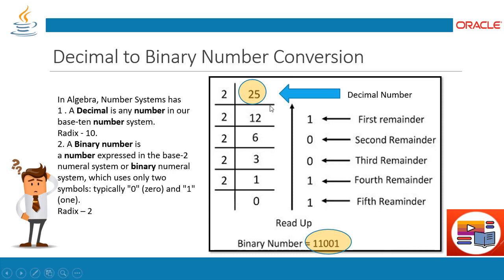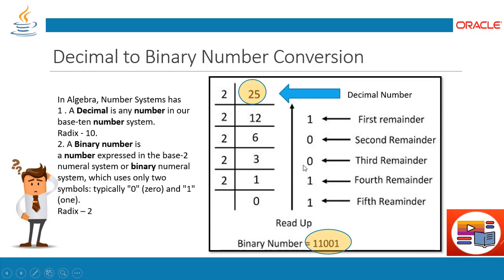Now let's take a look at this example. Number 25 is an example of a decimal number, which is base 10. Now when we convert it into binary, the binary radix is equal to 2. So converting from decimal to binary, we are going to divide the decimal by the binary radix, which is 2. Now when we divide 25 by 2, we get 12, and it will give you one remainder. Now 12 is your quotient and 1 is your remainder.